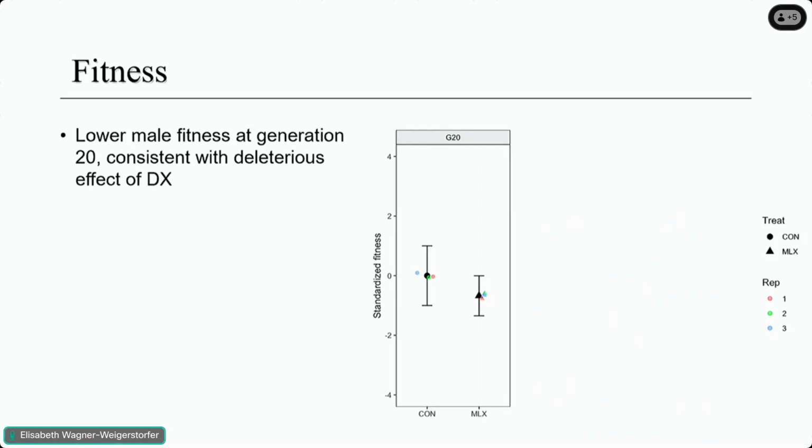So we found lower male fitness at generation 20, potentially consistent with a deleterious effect of this DX or the DX moms or some sort of adaptation to the presence of the DX. I'm not going to say that this was a really strong prediction that we expected to see a decrease after so many generations. It was more that after the fact, we realized that it could be a possibility because I had done more generations of back crossing the first time around of the DX strain into the standard base population, so that maybe there had been some adaptation going on already before we officially started the experiment.